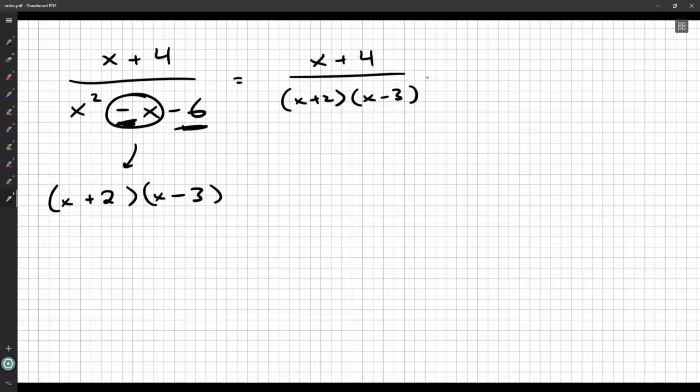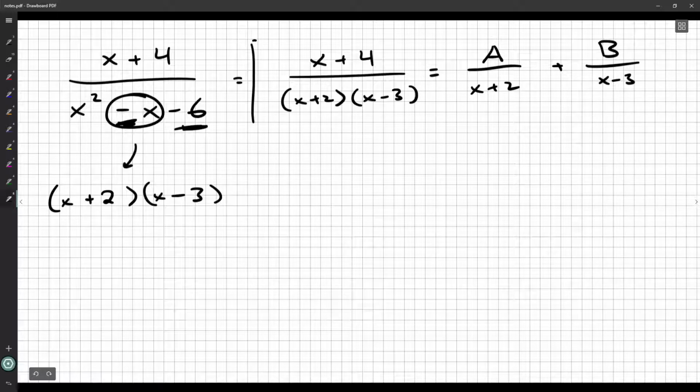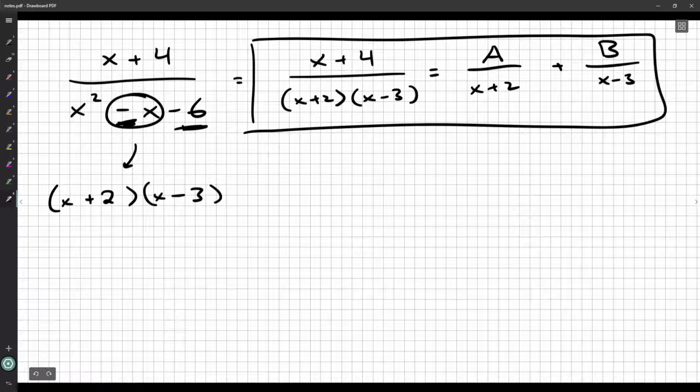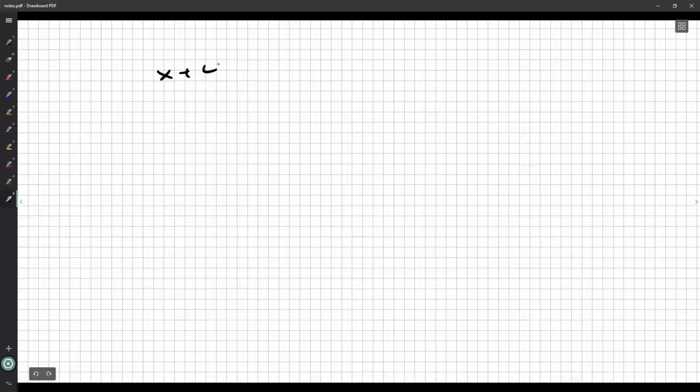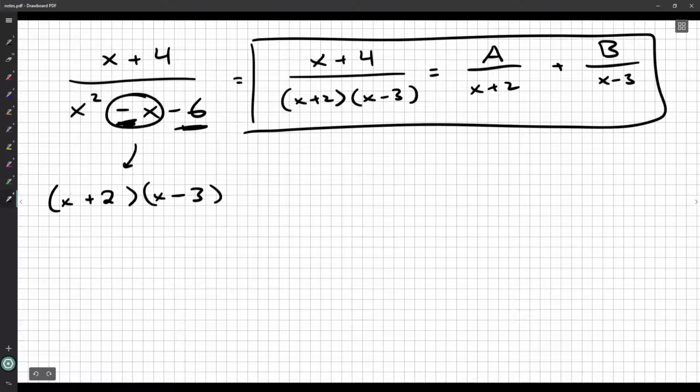And now that we have the denominator factored, we set up the form of our partial fractions decomposition. We introduce constants. These are real numbers, A and B. And we can find the right A and B to make this equation true for all values of x for which both sides are defined. Okay, so how do we do that? Well, we're going to take our expressions here. So we have A over x plus 2 first.